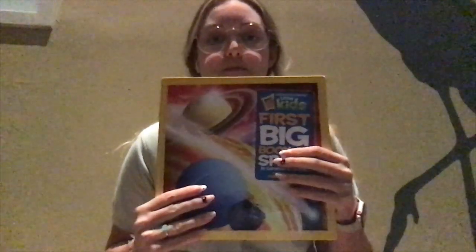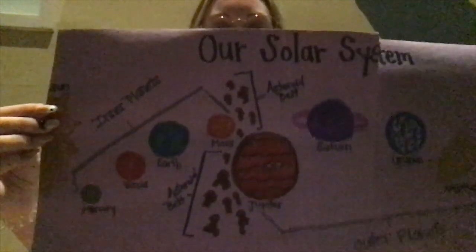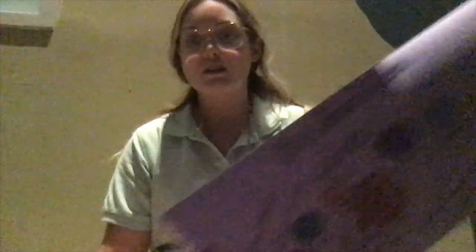So for our activity, we're going to use this informational text, and we're going to pull text evidence out of this book to create our own poster of our solar system. So we will label the planets in our solar system using the text evidence from our informational text.